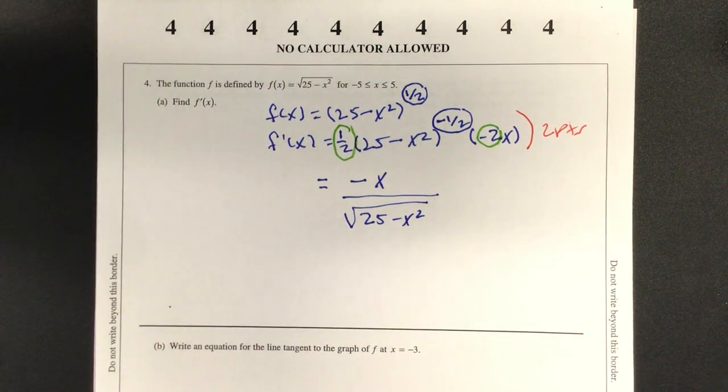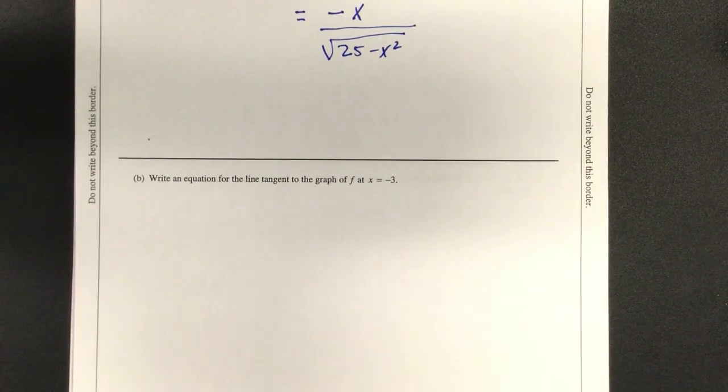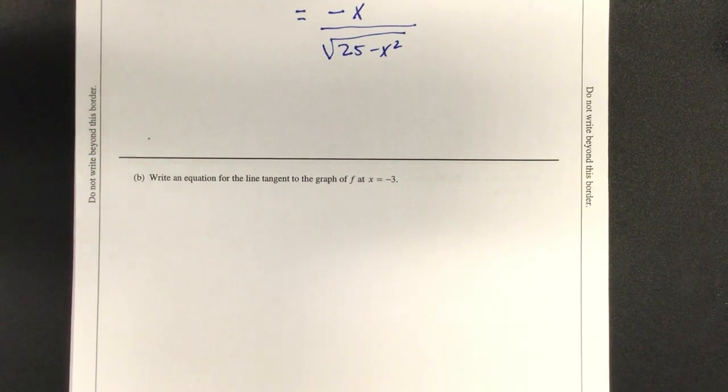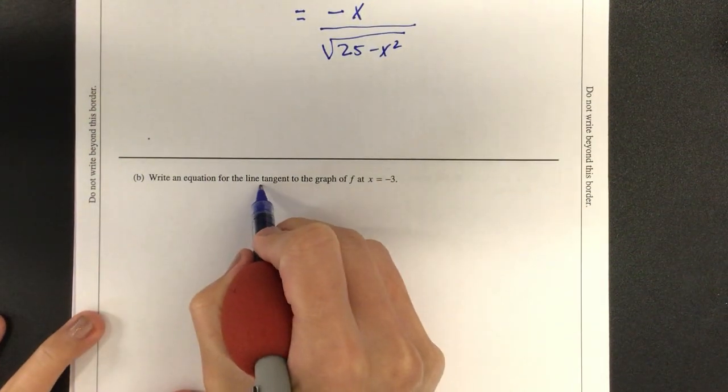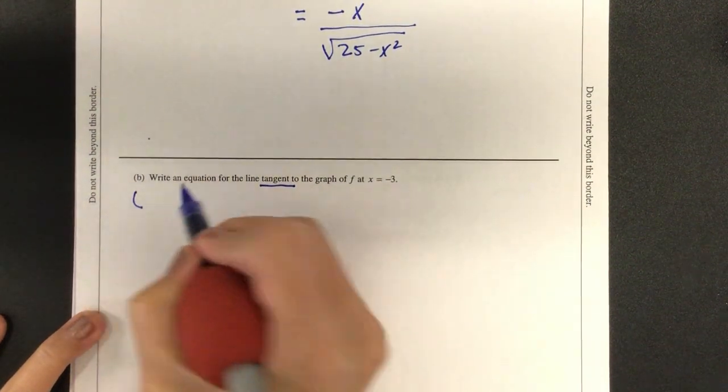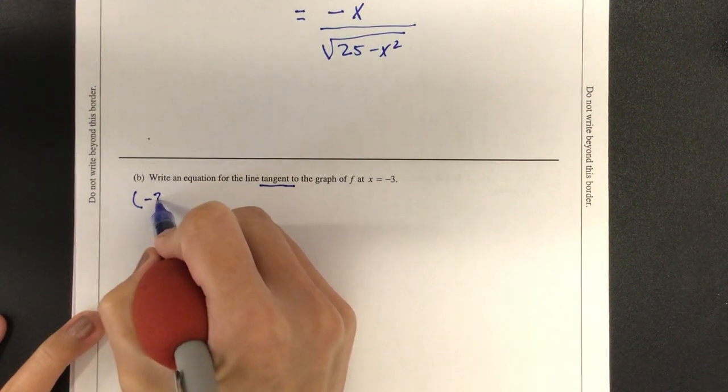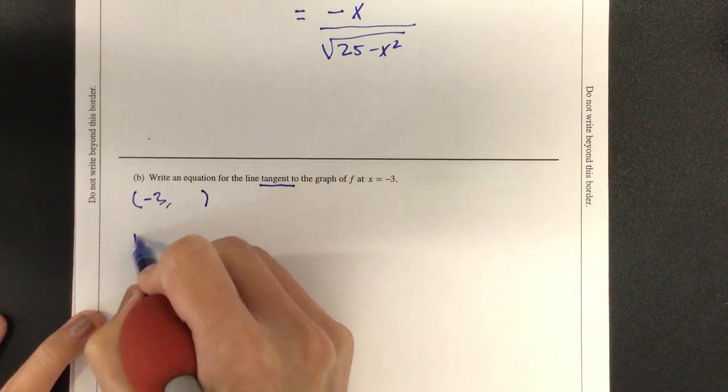Okay, for part B. Part B. Andrew, go ahead and read. Write an equation for the line tangent to the graph of f at x equals -3. Okay, tangent to the line. So line tangent. So let's kind of recall. To find the tangent line, we need a point. And we need a slope.